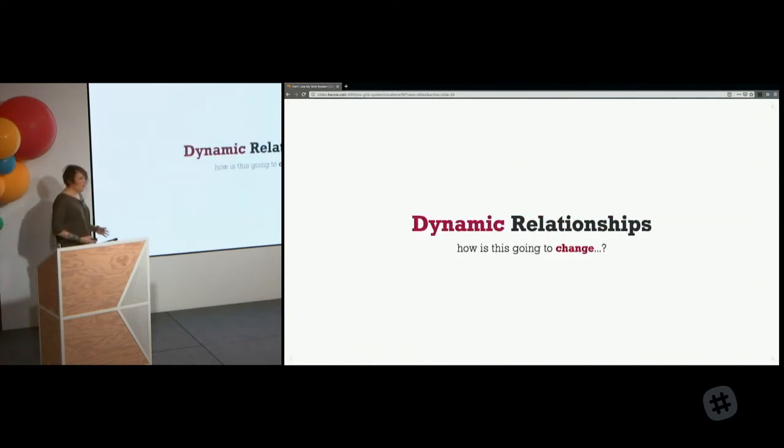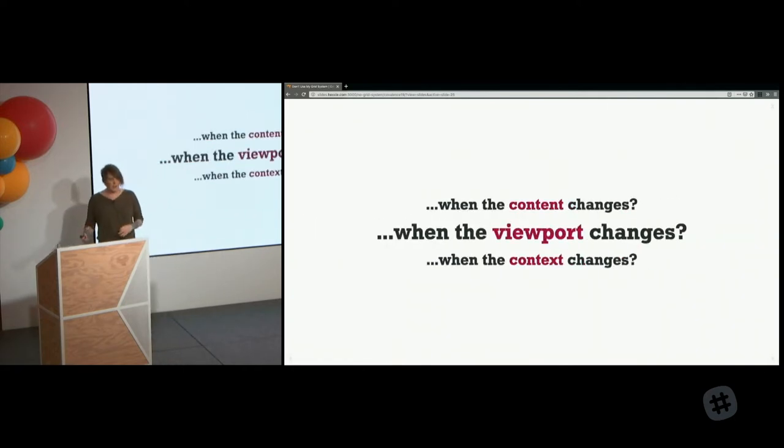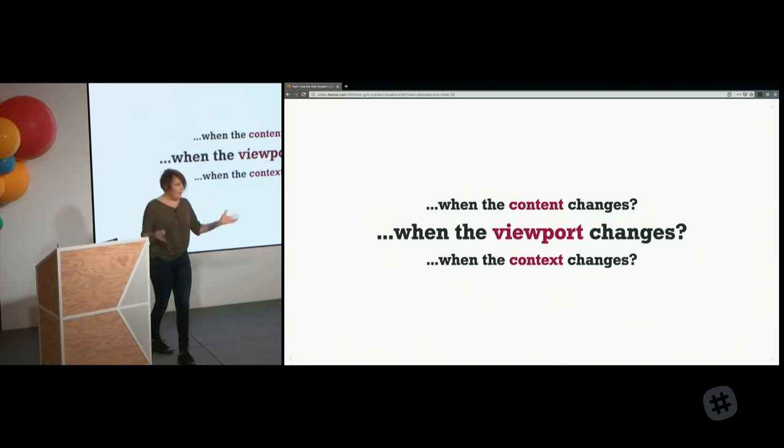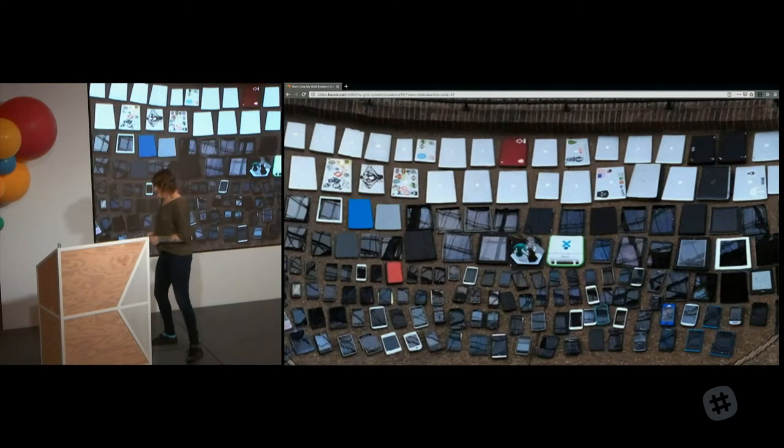Part of what we want to do when building layouts, CSS is designed to establish dynamic relationships between things. Because we're dealing with a dynamic page, we have to have a language that is designed to create dynamic layouts. So how is this interface going to change when the content changes, when the viewport changes, when the context changes? We've got all these sort of dynamic variables that we don't know. And we have to have a language that sets up relationships so that we can handle that.